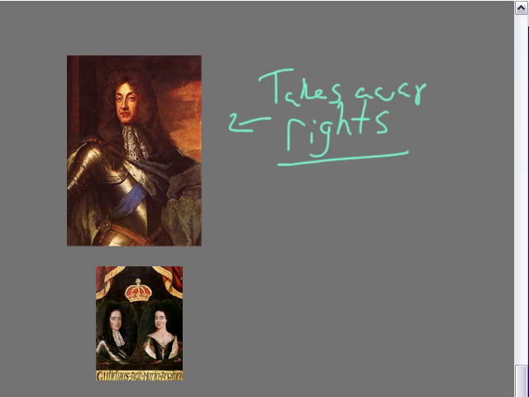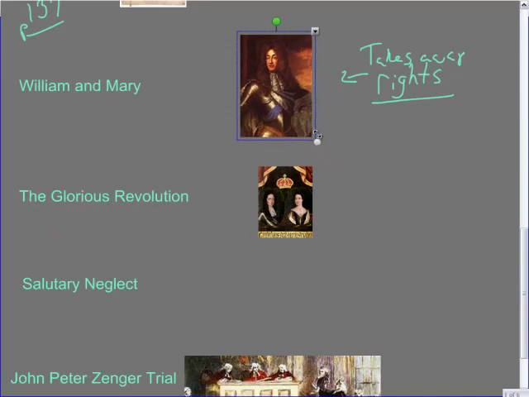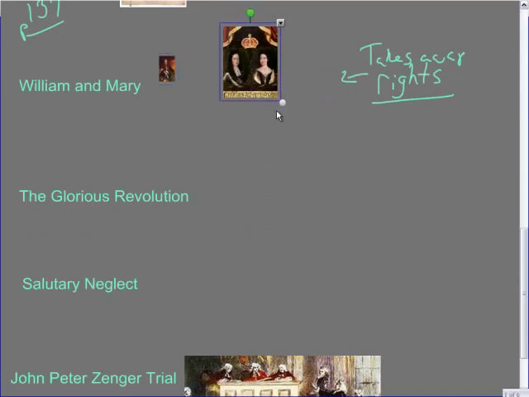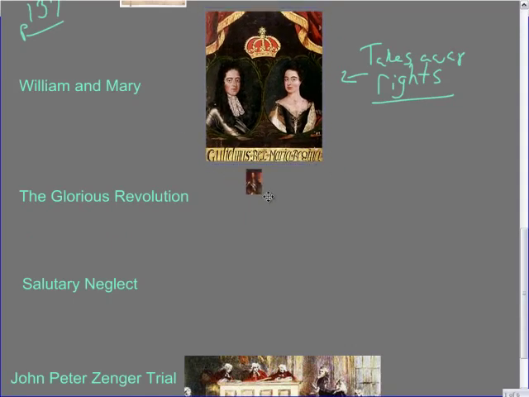So Parliament, which is the lawmaking body of England, decides that King James has got to go, and they don't like him. They decide to ask William and Mary, who are these people right here, to be in power. So they kick James out. He runs away off into wherever he goes, because he's probably going to get killed or he doesn't have any support, and they put William and Mary into place. So these two things, William and Mary and Glorious Revolution, go together.